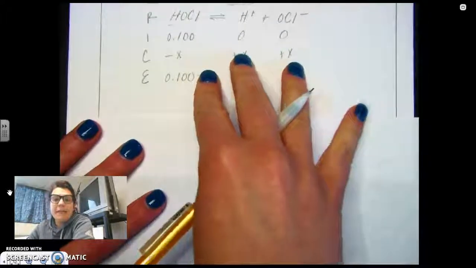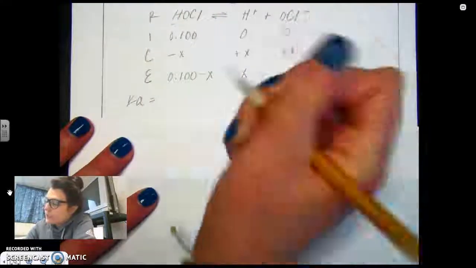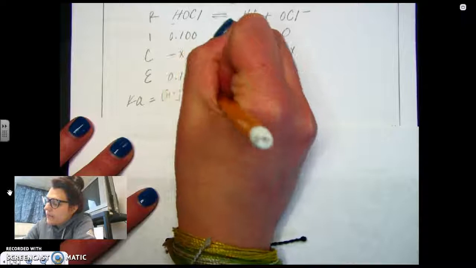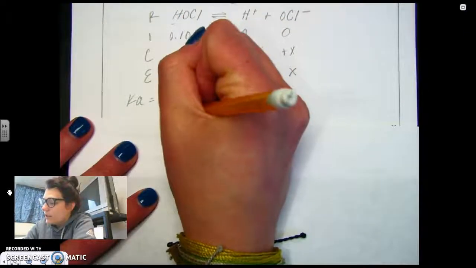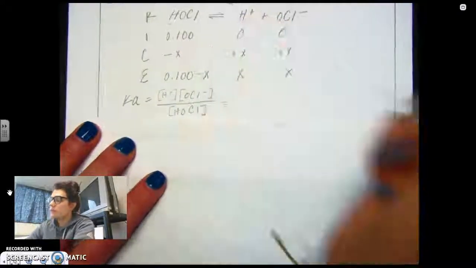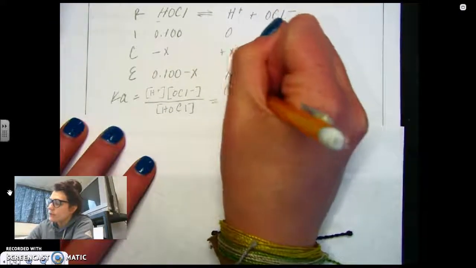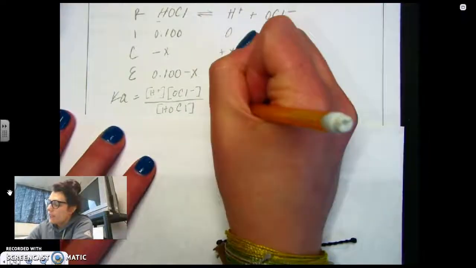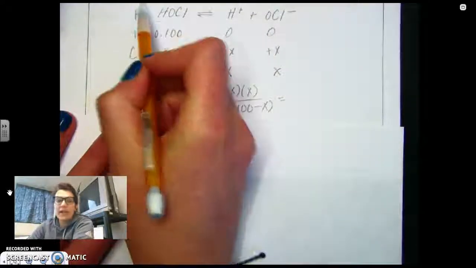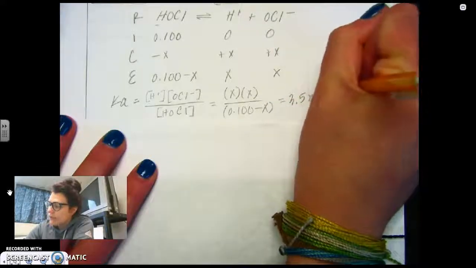Okay? And then we can set the Ka equation up. So the Ka for hypochlorous acid will be equal to H plus times OCl minus divided by the HOCl concentration. Okay? So if I plug my numbers in, it's going to be x times x divided by 0.100 minus x, and that's going to be equal to the Ka that's given to us, which is 3.5 times 10 to the negative 8th.